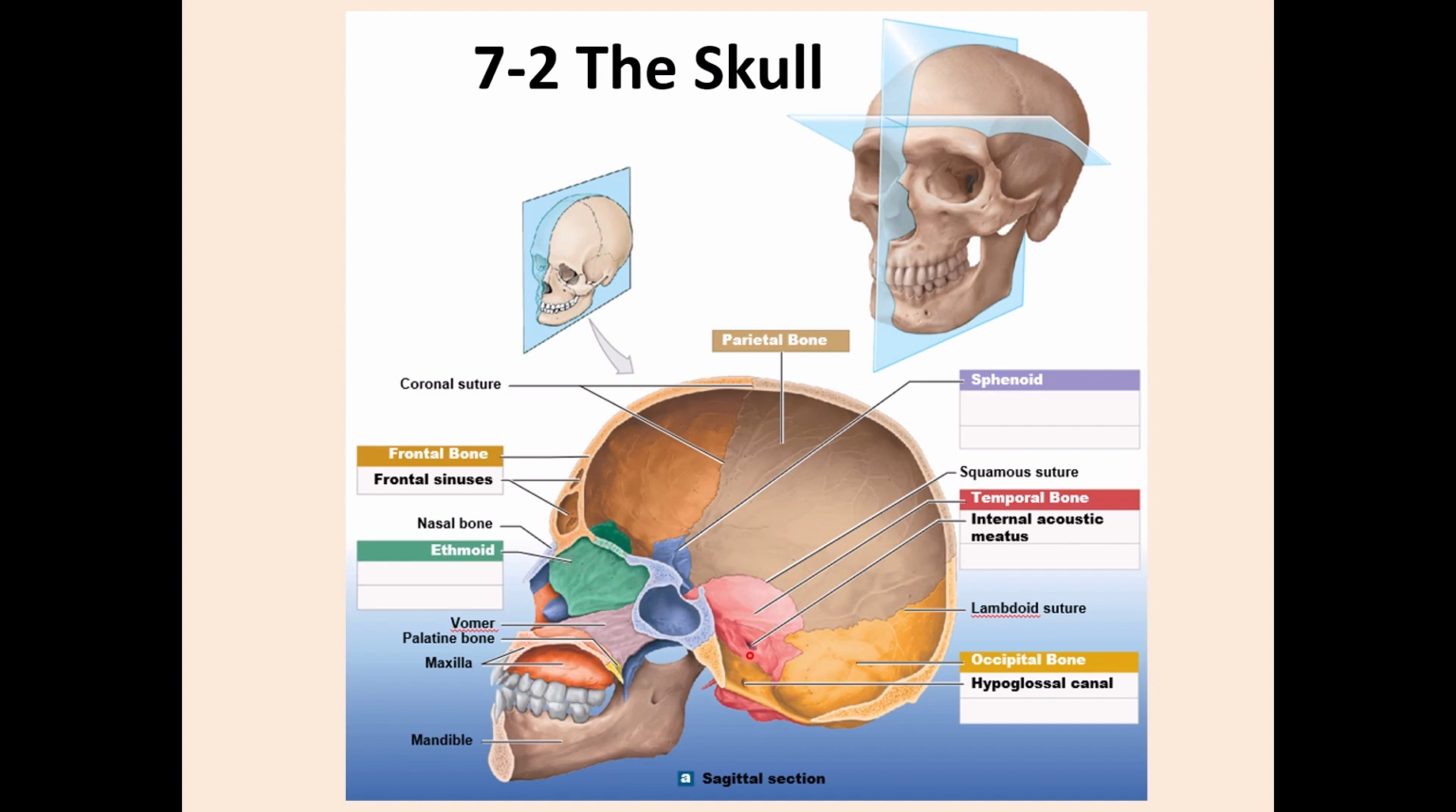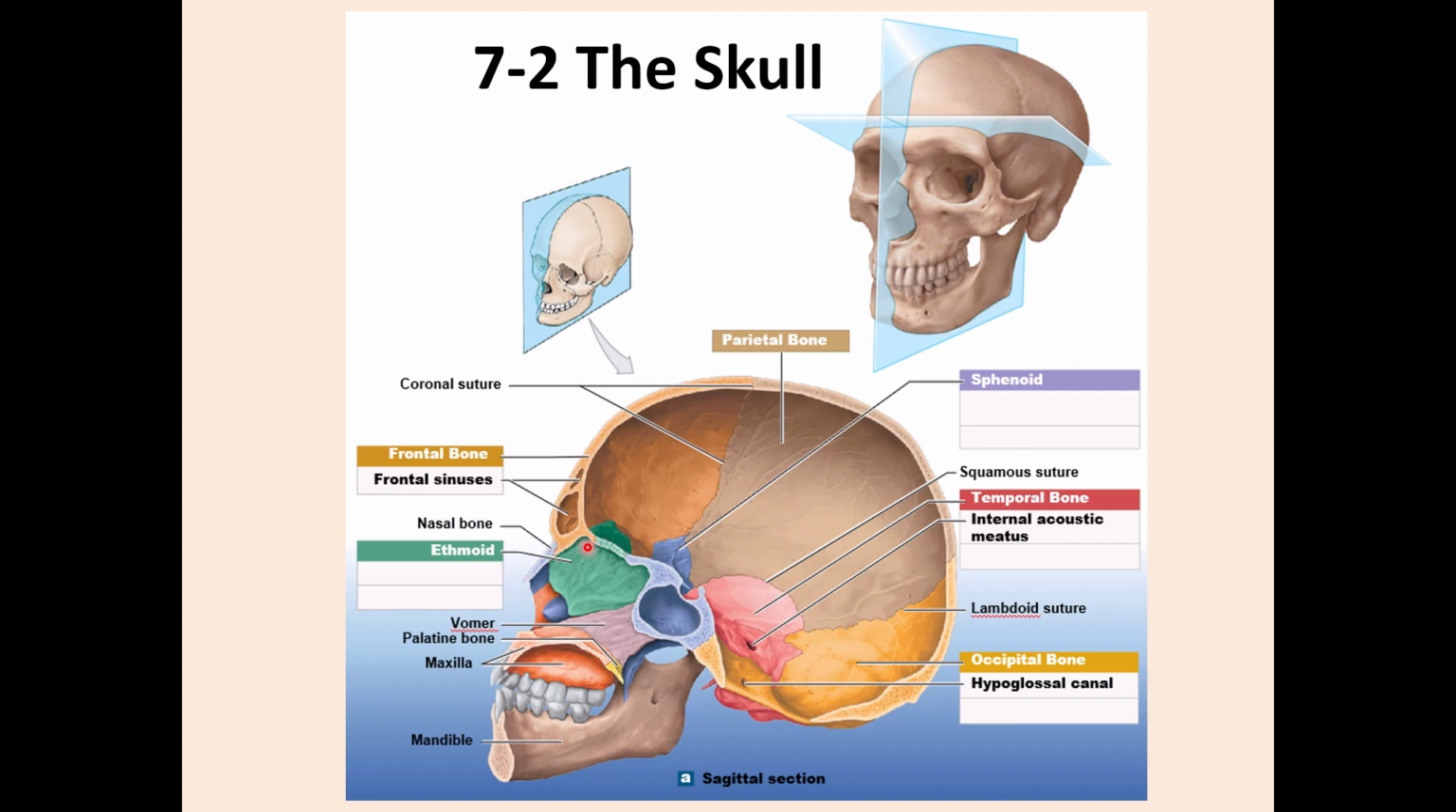If you look at the floor of the skull, you can see the ethmoid bone. This is the ethmoid bone, and going posteriorly, this is the sphenoid bone, and then this is the temporal bone. The temporal bone makes part of the floor of the skull and makes the lateral wall of the skull. And on the occipital bone, you have some structures here, and this one is called the hypoglossal canal. And this again is the foramen magnum.